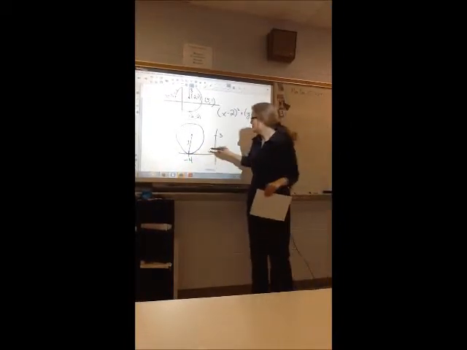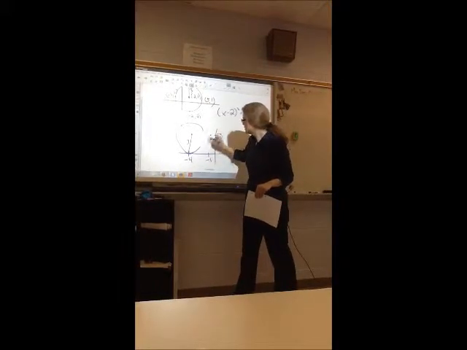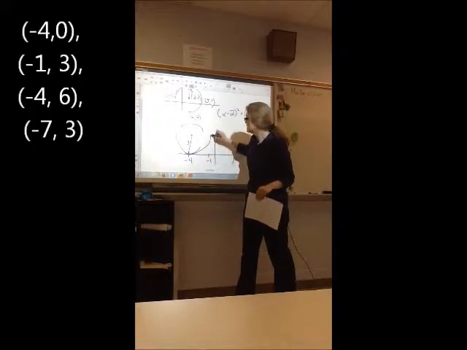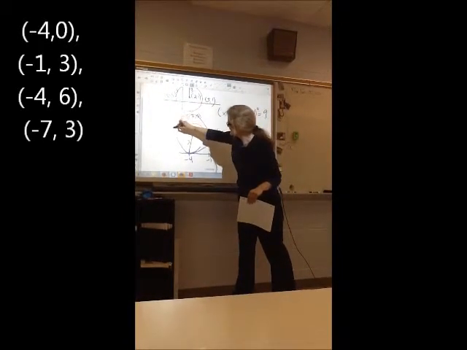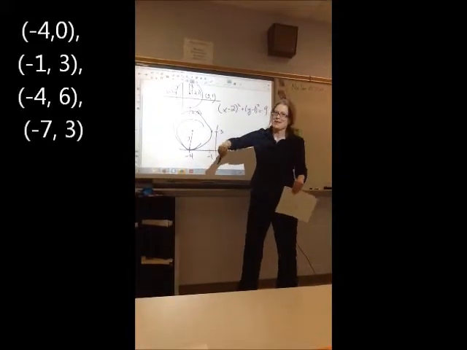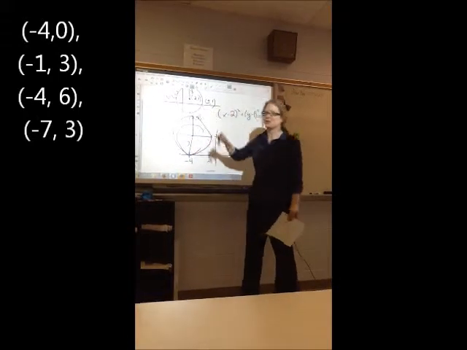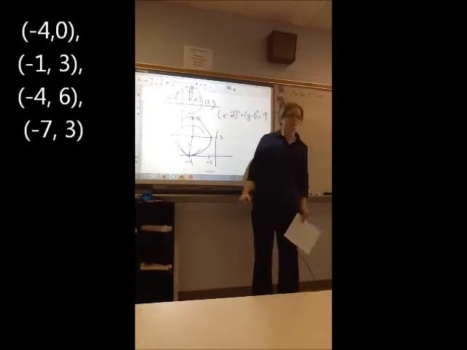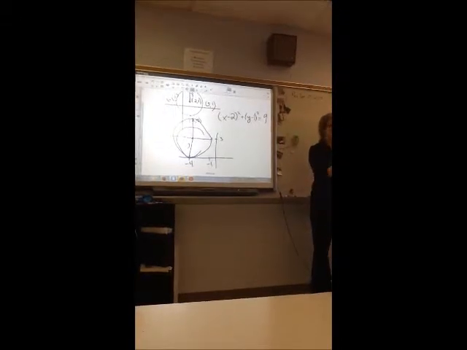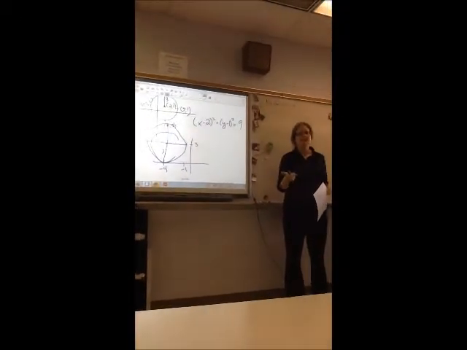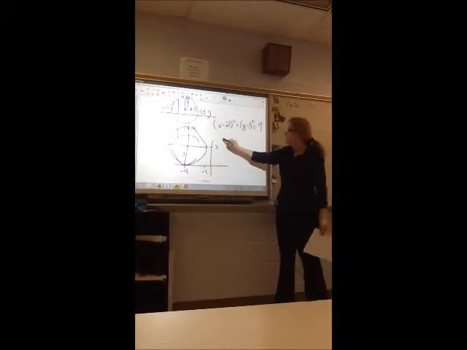So your other points are actually going to be at (-1, 3) and (-4, 6). Basically go 3, 3, 3 to make your points and then draw a circle. I'm sorry, I draw really terrible circles. But that's the basic idea. So we know the center point, we know the radius. And that means we can write the equation.